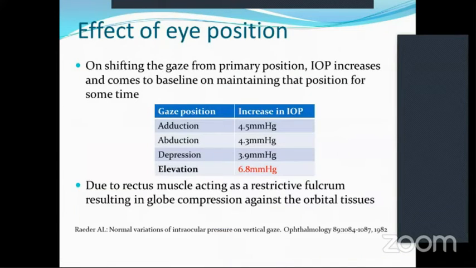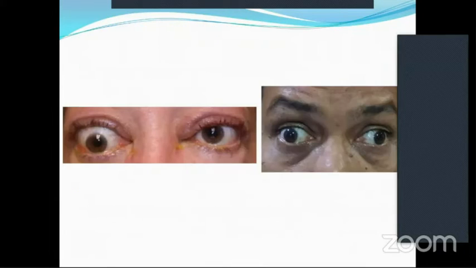On shifting the gaze from primary position, intraocular pressure first increases and then comes to baseline on maintaining that position for some time. This effect is seen in all gaze positions, but it is particularly relevant in cases of elevation, and it is of significance in cases of thyroid orbitopathy, restrictive myopathies, and in particular cases of strabismus like strabismus fixus, where the globe is displaced from the primary position.